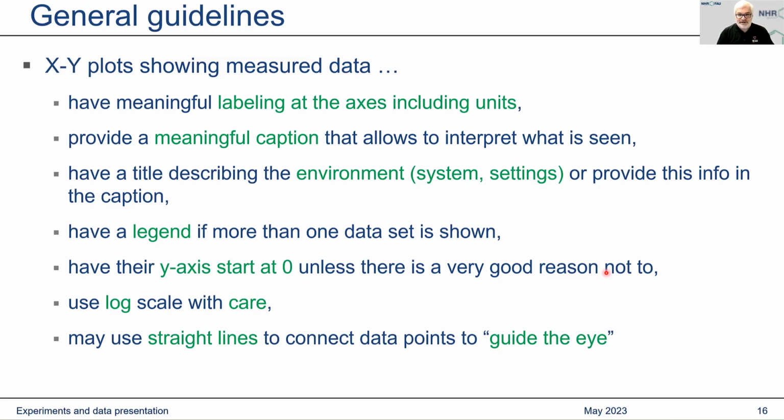Provide a meaningful caption that allows the reader to interpret what is seen. I have a good and a bad example later. Give the graph a title which describes the environment, the systems or settings, or provide this info in the caption. So make it clear to the reader what has been done without having to revert to the text, at least extensively. Have a legend. If you have more than one data set, you need a legend to show which color of graph or which symbol type is which kind of data.